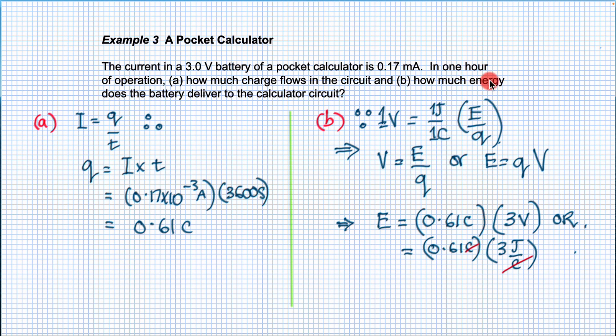The question says how much energy does the battery deliver, so we're looking for an answer in joules. So on that basis, our answer is the battery delivers 1.8 joules of energy to the calculator circuit.